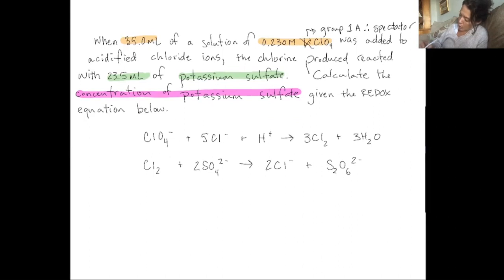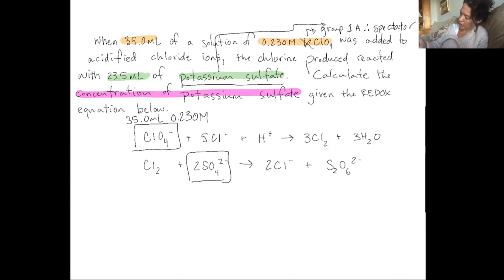So my lithium perchlorate is represented right here, without the lithium, excuse me. And I've got 35.0 milliliters of it. And it is a 0.230 molar solution. I then have information about potassium sulfate, which would be represented right here, without the potassium, because potassium is also a group 1A alkali metal and is therefore a spectator ion. Okay, and I know that I have 23.5 milliliters of my sulfate ions. And my question is, what is the concentration? Whenever you're asked for the concentration, it means the molarity. What is the molarity?